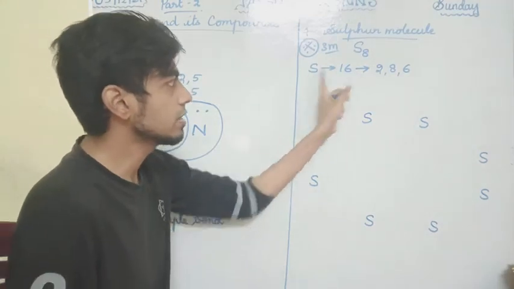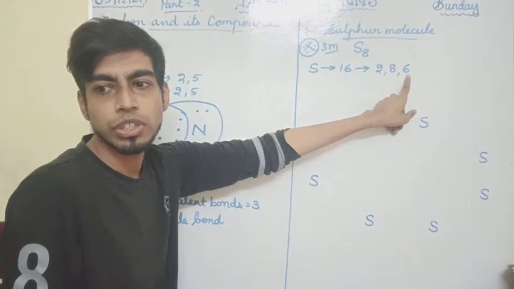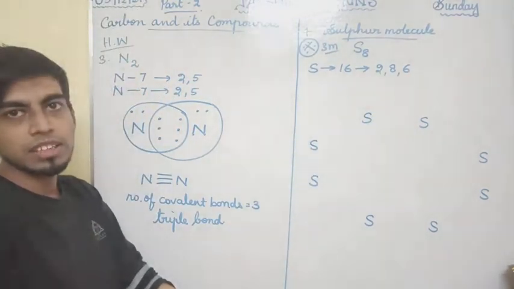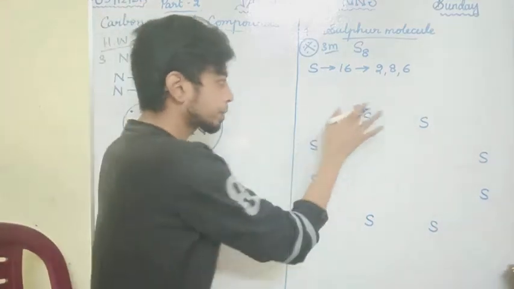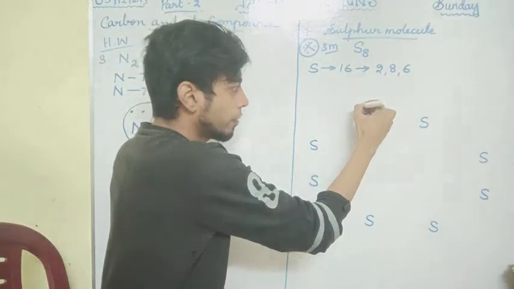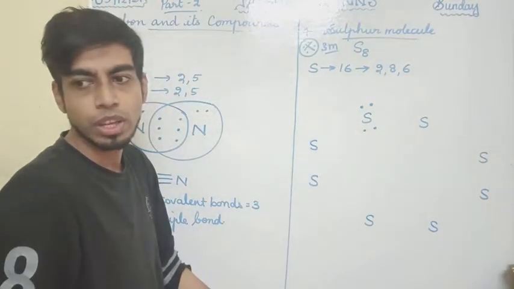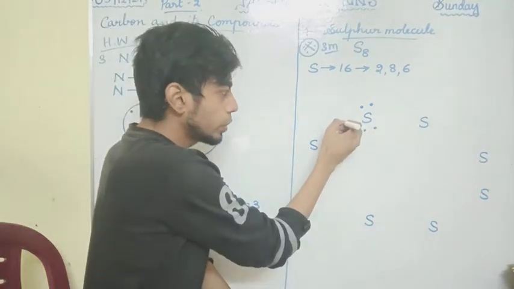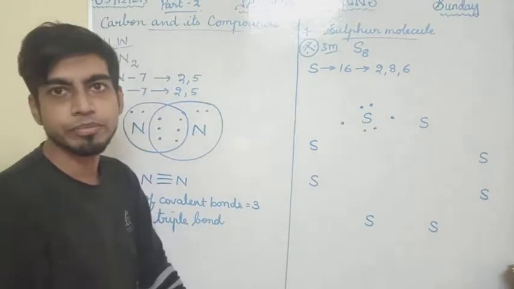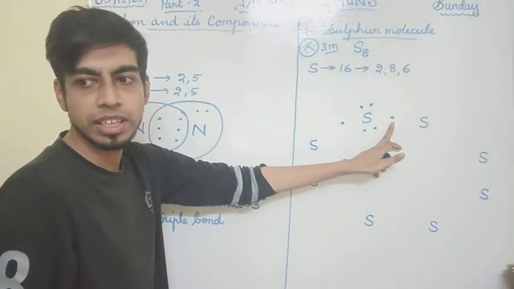Now for each sulfur, how many dots should we keep? 6 dots for each sulfur. So how to keep those 6 dots? Listen carefully. 4 dots you keep near the sulfur itself, 1 dot you keep this side and another dot you keep this side.